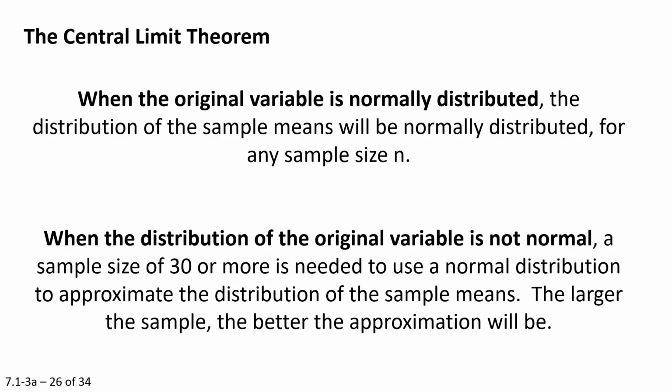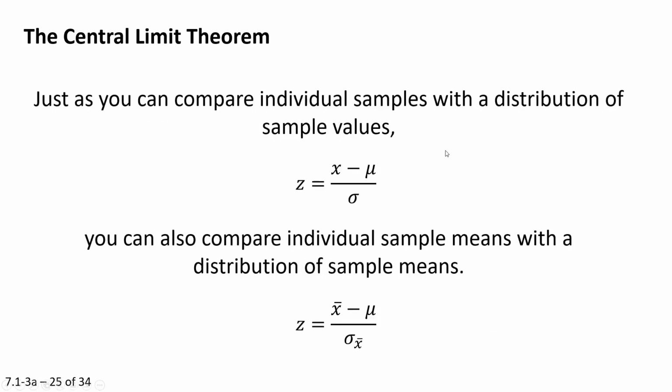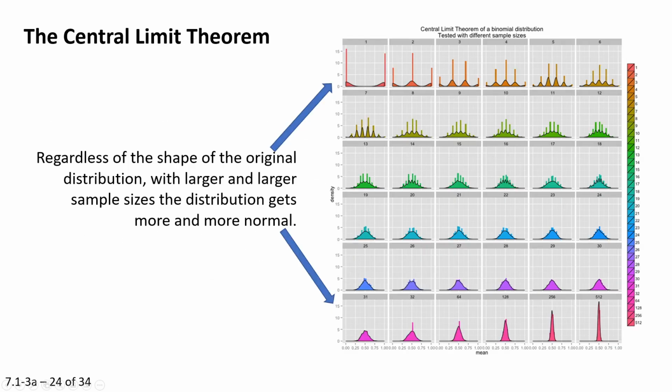You could see that from this previous figure that we had here, where even when we start off with a distribution that's anything but normal, once we get up to a sample size of around 30, you can see that things get far more normal.